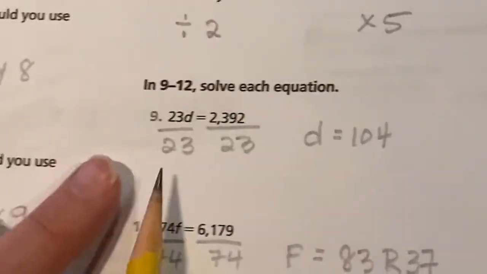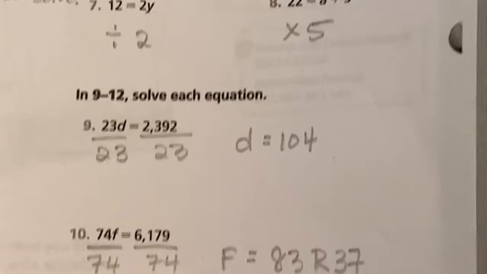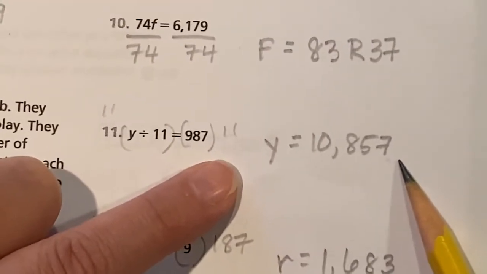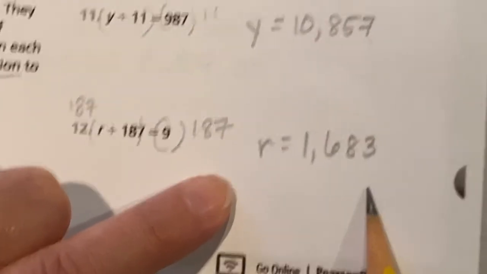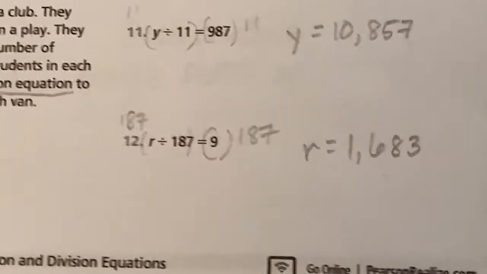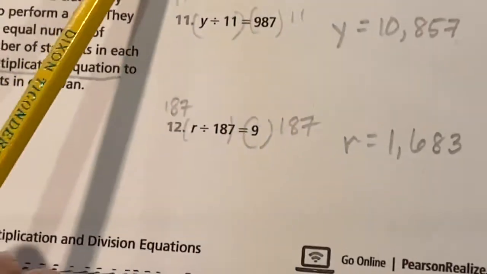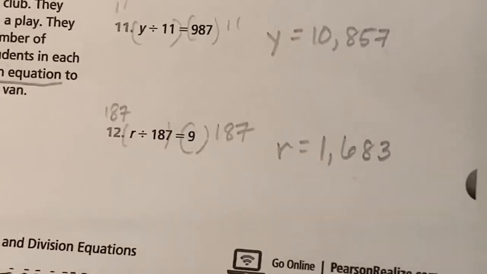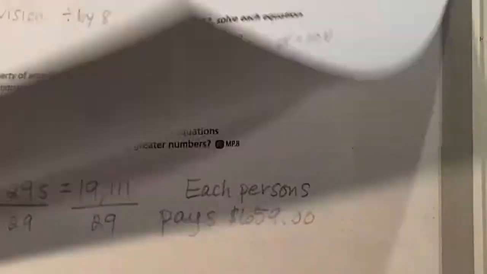And then for these ones, d equals 104, f equals 83 remainder 37, y equals 10,857, and r equals 1,683. Okay? And you can see that I used the inverse properties for each of these problems. Where they divided, I multiplied, and vice versa.